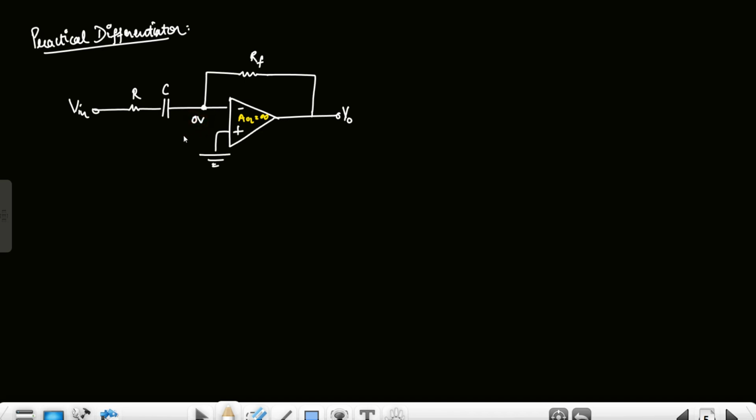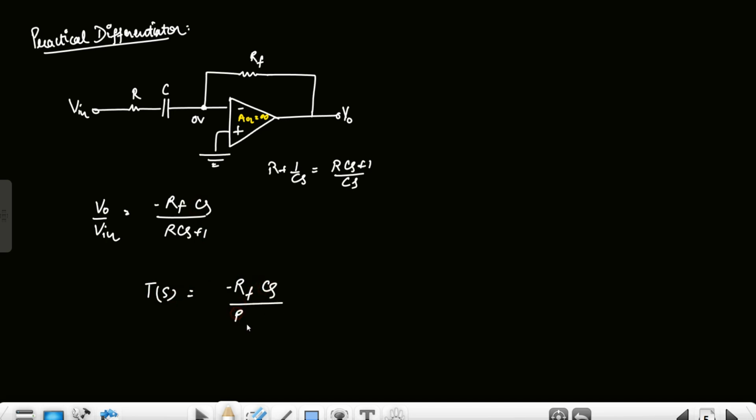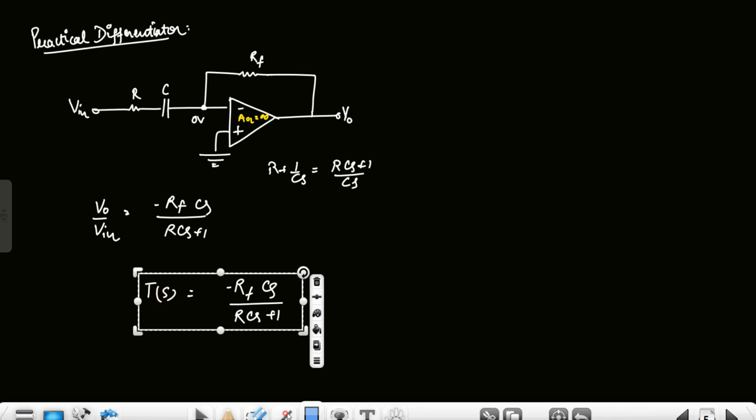So there will be 0 volt at the inverting terminal, and the transfer function, that is V0 upon Vin, will be minus Rf upon the input impedance, because the input is applied at the inverting terminal only. That impedance is R plus 1 upon Cs, which is RCs plus 1 upon Cs. So the transfer function is minus Rf Cs upon RCs plus 1. We can see that there is a 0 at the origin and one pole at minus 1 upon RC.